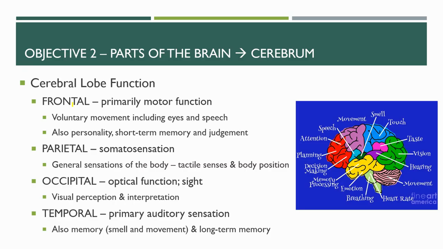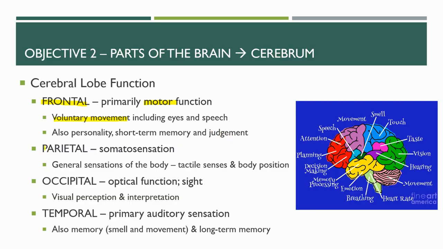All right, so now we're going to take a look at those lobes and what they do. Starting with the frontal lobe, we've already established that there's a lot of motor control in that precentral gyrus. So this is going to be your voluntary movement of your skeletal muscles, and your speech. There's also connections to your personality. In fact, damage to your frontal lobe can change your personality.